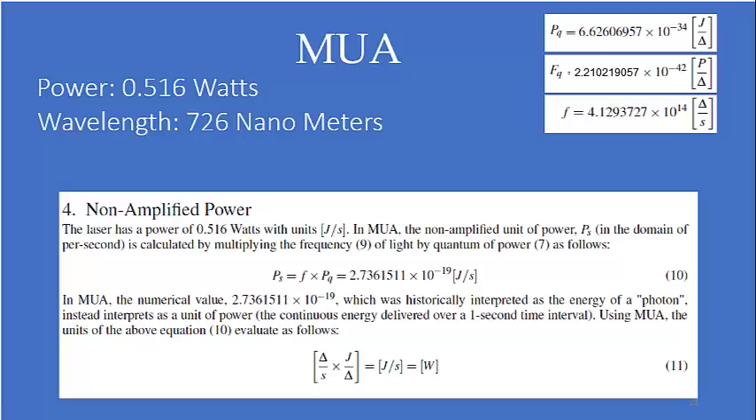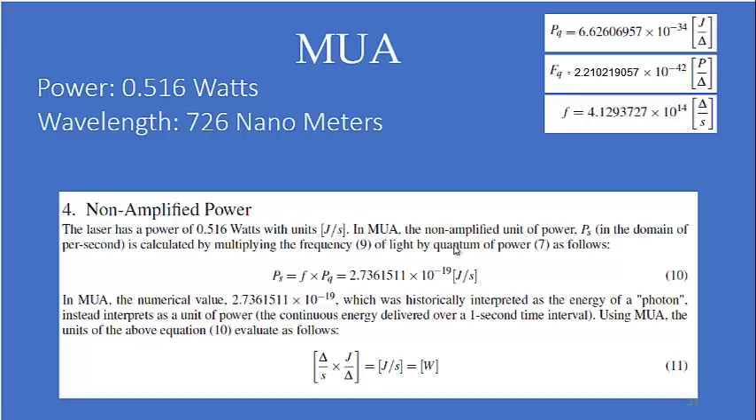Next, we calculate the non-amplified power. That is the power as if the light that was being emitted was not a laser. Okay, so the laser has a power of 0.516 watts, with units joules per second.